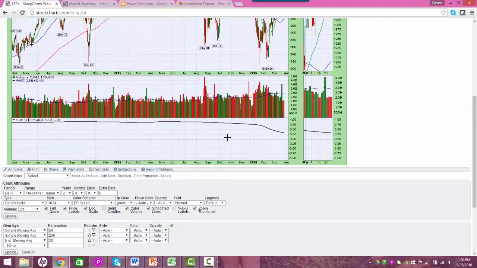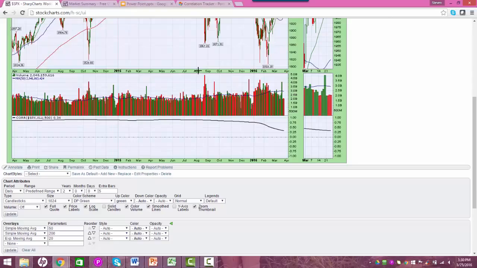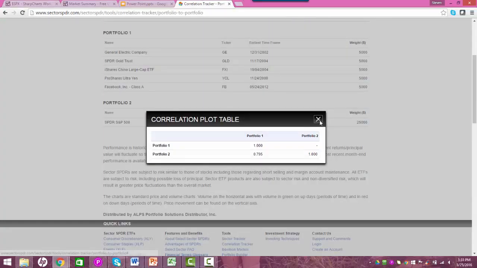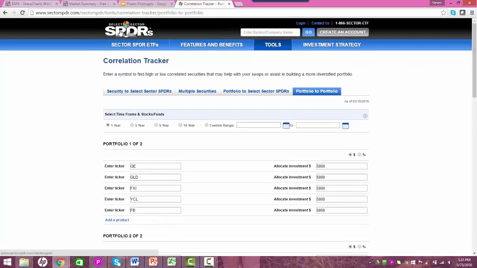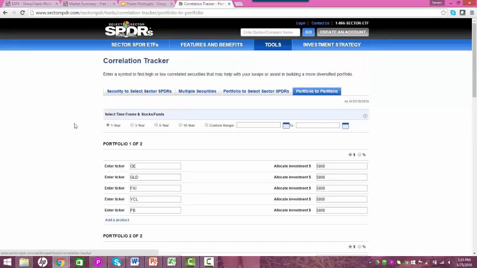So that's just a quick and easy tool to show you whether something is correlated with the S&P 500 or not. If you really want to get fancy and look at how correlated your whole portfolio, not just a single stock, is to the overall market, I was just messing around and I found this. Go to the Select Sector SPDR ETF home website, then go to Tools, drop down, and go to this correlation tracker. Click on the correlation tracker and it'll take you to this page.